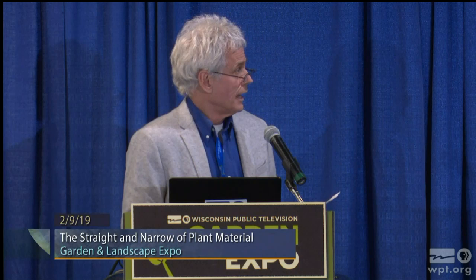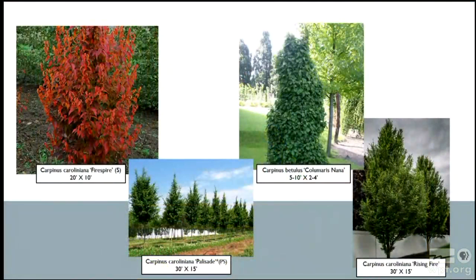But the rest of them are pretty resilient and pretty tolerant. And they're so narrow, especially nana, the columnar nana, with two to four feet for a width. I mean, it's like a light pole. It's kind of a strange thing, but it's interesting. They typically all have a pretty nice fall color in the orange to red. Just a pretty tough plant overall.